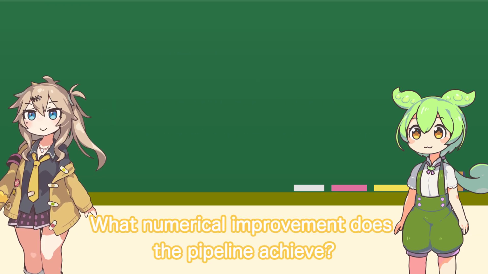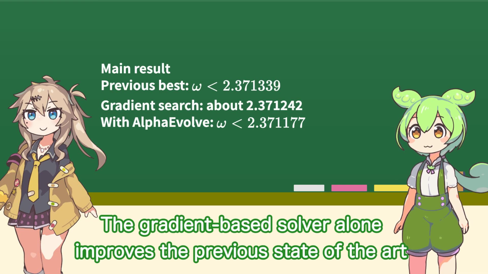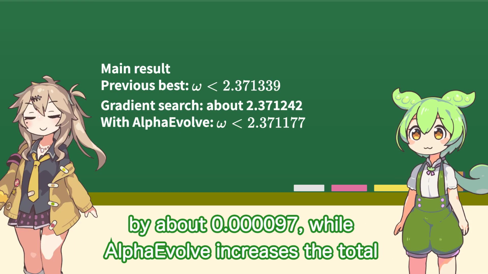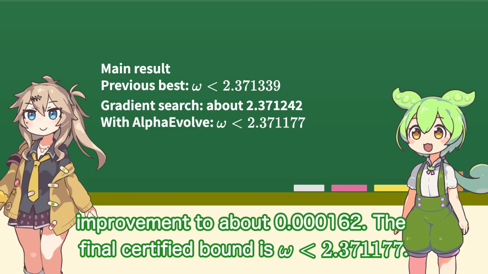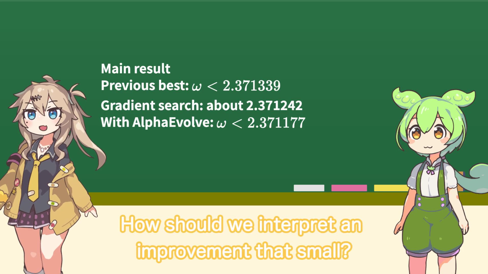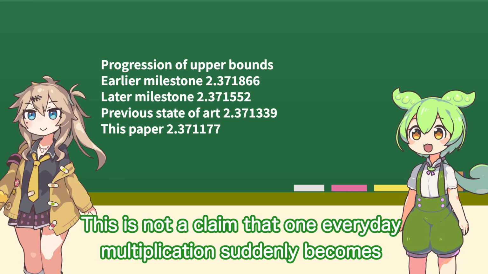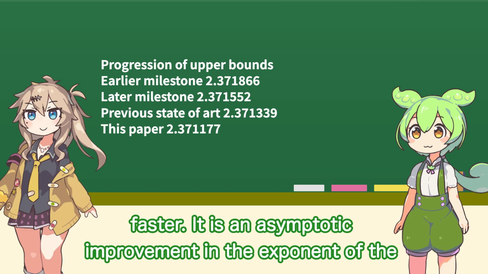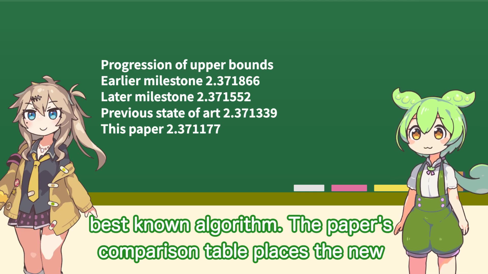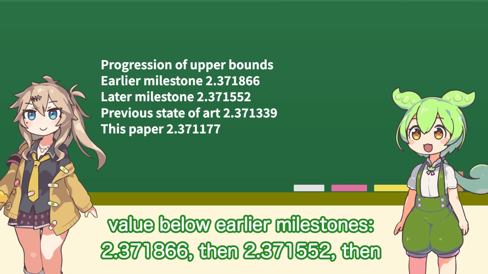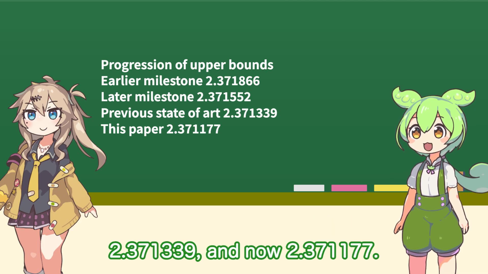What numerical improvement does the pipeline achieve? The gradient-based solver alone improves the previous state-of-the-art by about 0.000097, while AlphaEvolve increases the total improvement to about 0.000162. The final certified bound is omega less than 2.371177. How should we interpret an improvement that small? This is not a claim that one everyday multiplication suddenly becomes faster. It is an asymptotic improvement in the exponent of the best-known algorithm. The paper's comparison table places the new value below earlier milestones of 2.371866, then 2.371552, then 2.371339, and now 2.371177.